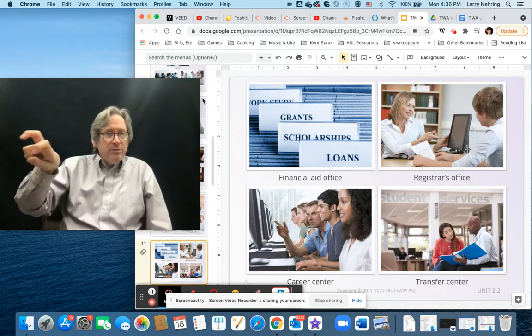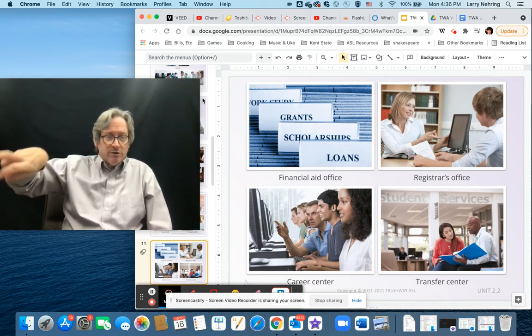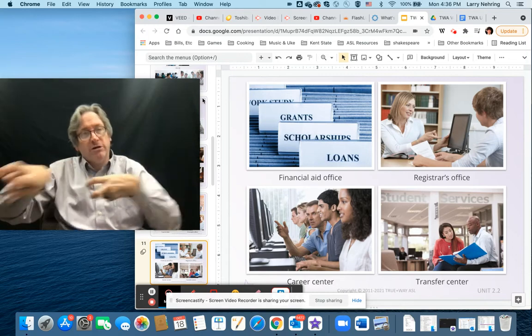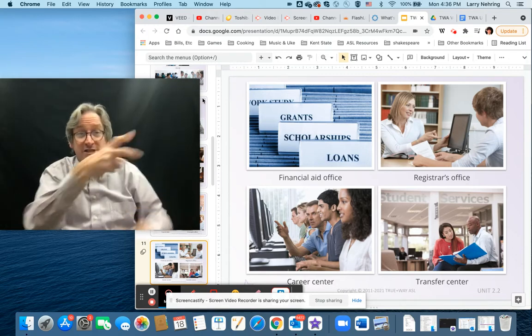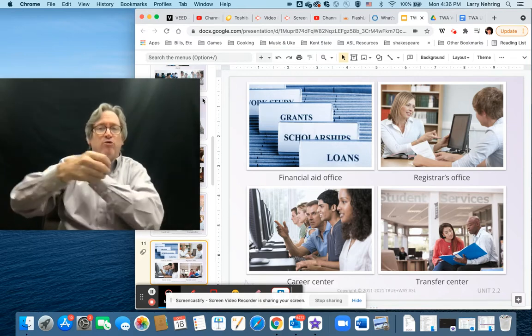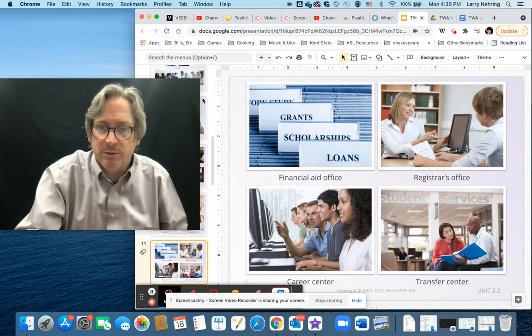Transfer, sometimes you'll see it with one hand. So here's the legs of a person moving from one place to another, transfer. Sometimes you'll see two, meaning more than one. It's just not one person who goes to the transfer center, lots of people. So center and office are interchangeable.